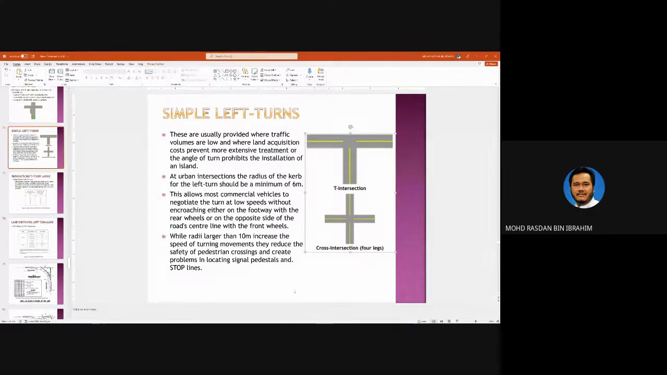Okay, so vehicles tend to take the turn at a higher speed. Therefore, it will reduce the safety for pedestrians.